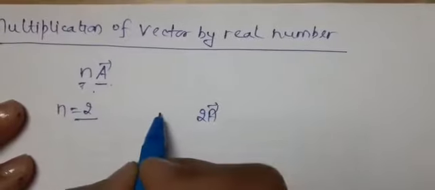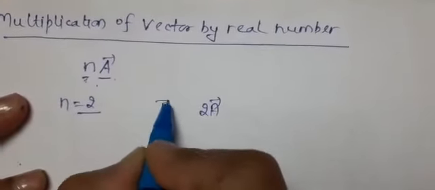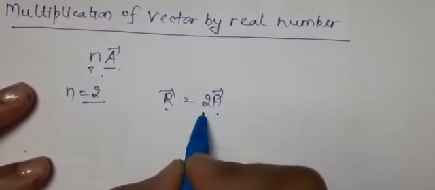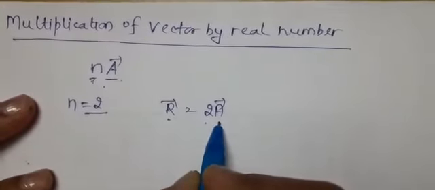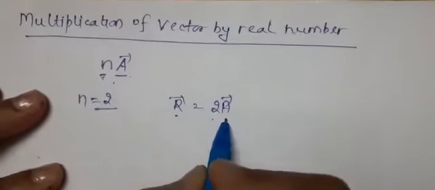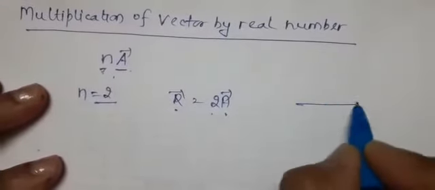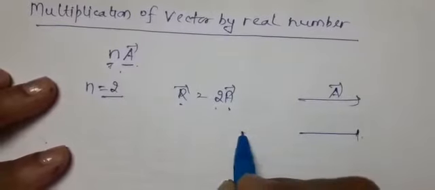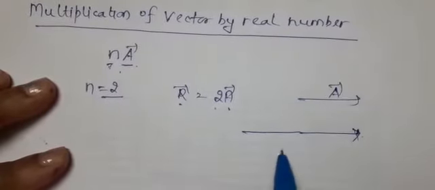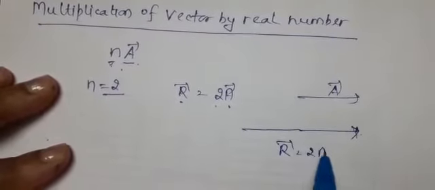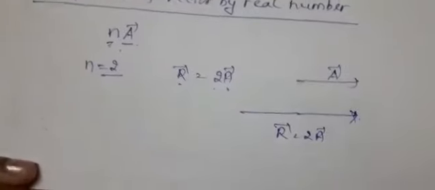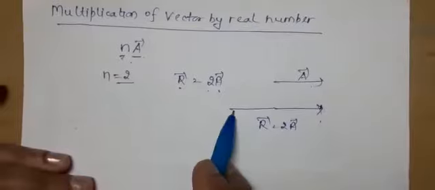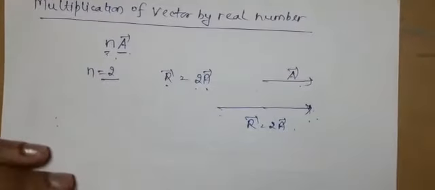The new vector we have obtained, represented by r, has a magnitude twice that of the initial vector and a direction the same as the given vector. So if A is a vector, r will be a vector twice its magnitude, that is 2A, and the direction is the same as that of A. Its length is changing, its magnitude is changing, but the direction remains the same.